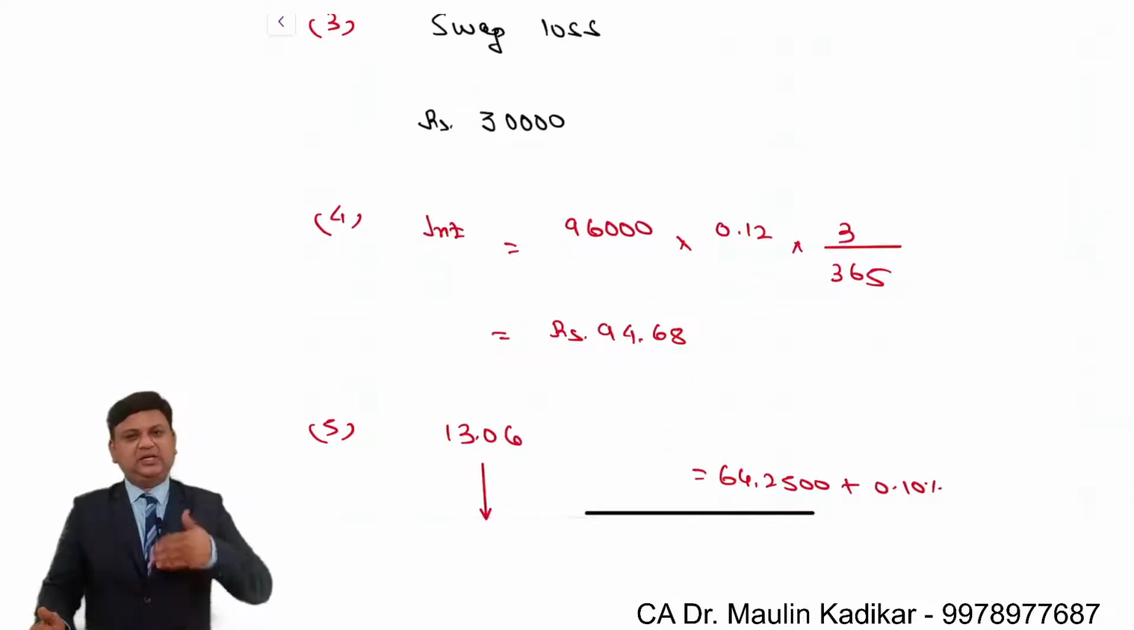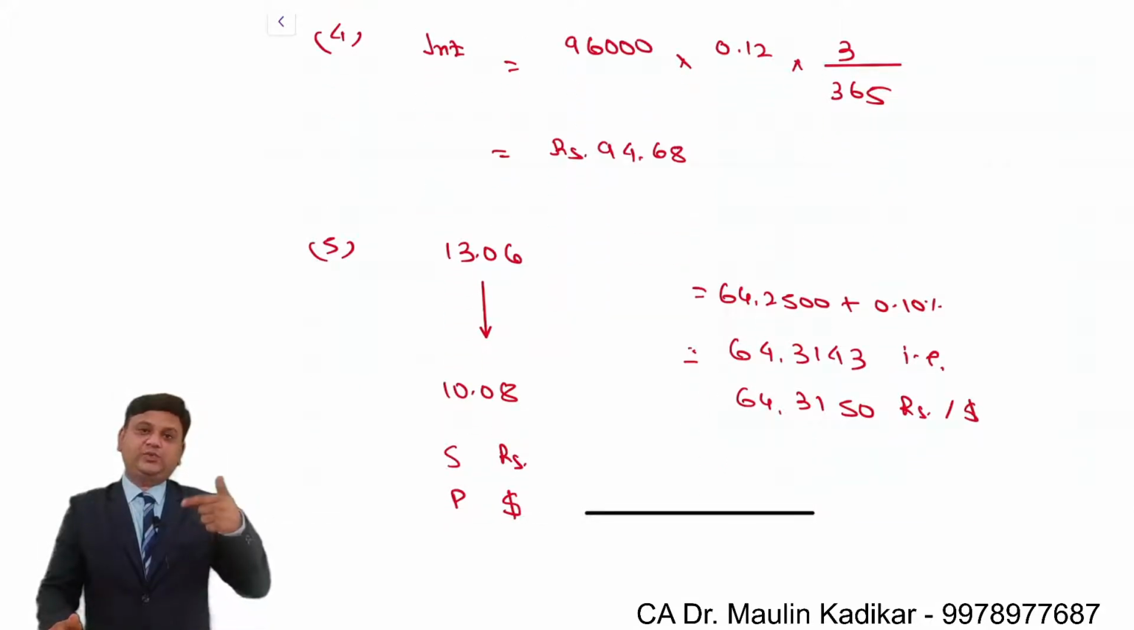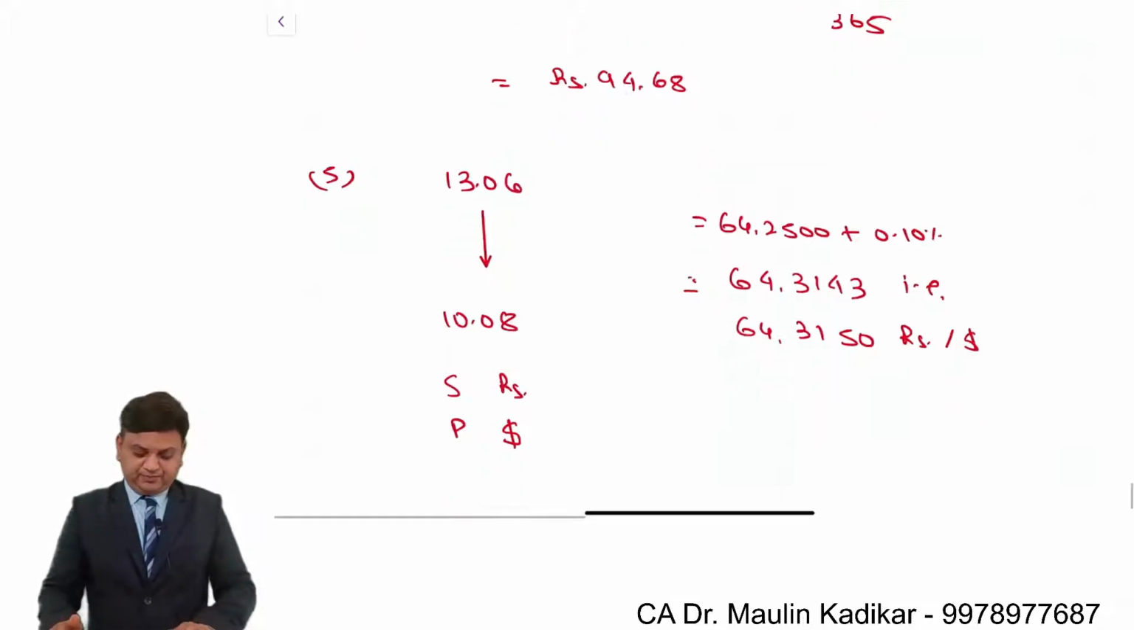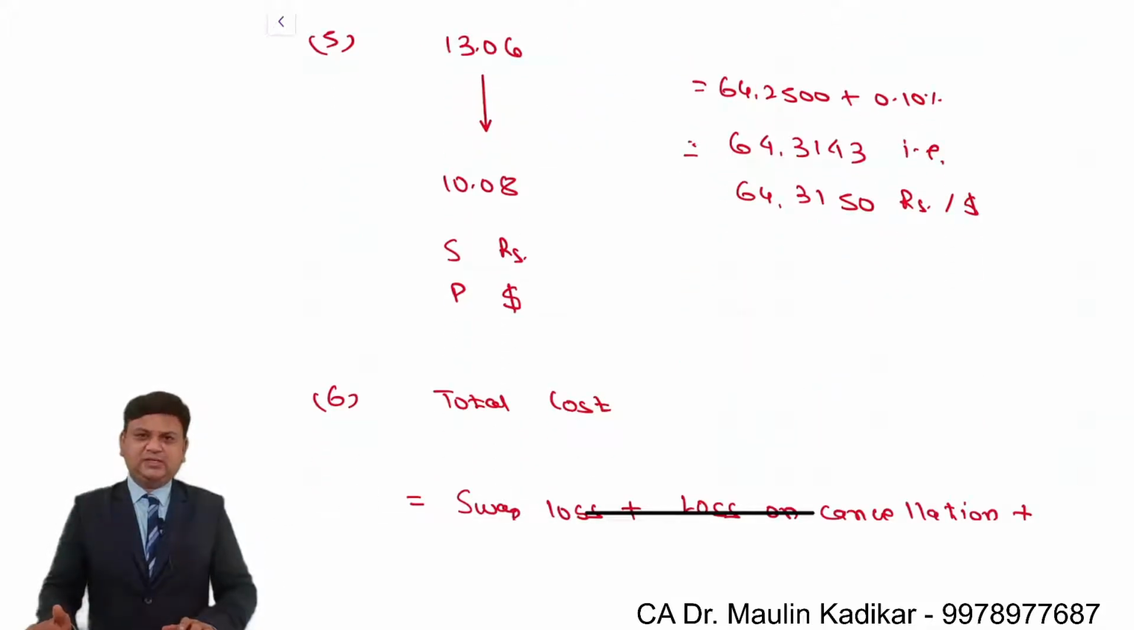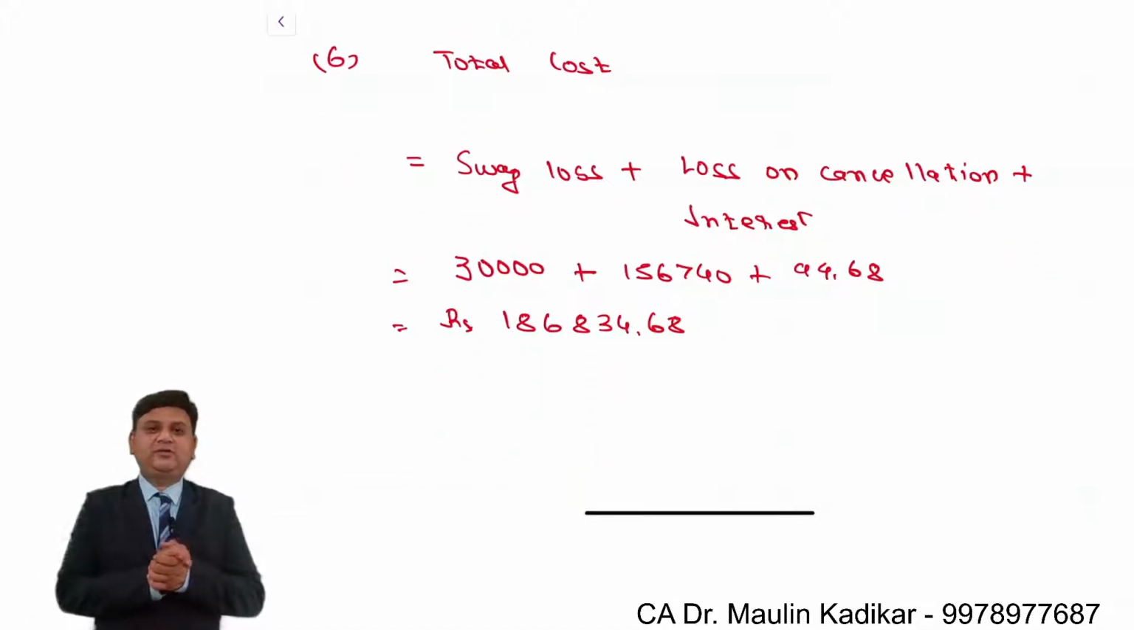Swap loss, detail working, we have already done by two methods. Interest on the amount of the loss which the bank has paid. Then the new rate is given to the customer. That's very simple. And this is the total cost which is recovered from the customer.